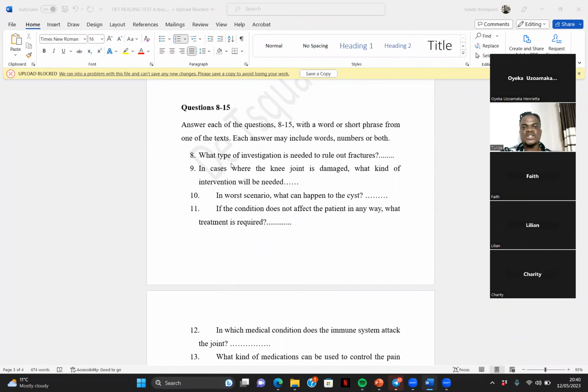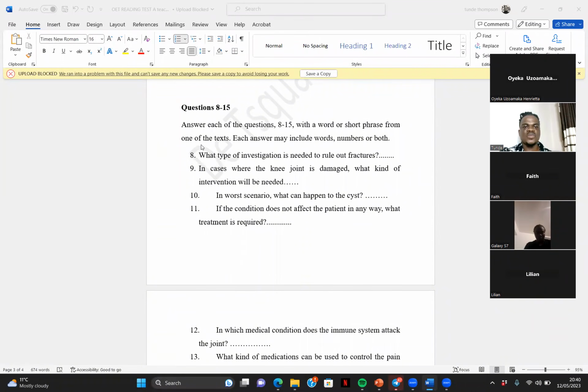Now, if we come to question number 8 now, okay, somebody wants to ask a question. Uzamaka, what's your question, please? Uzamaka, you're raising your hand, or is it by mistake? All right, that's fine. Let's continue.